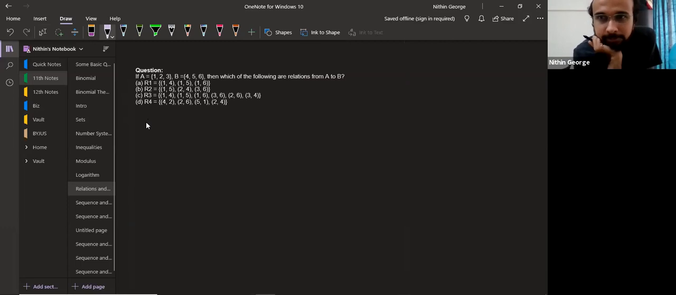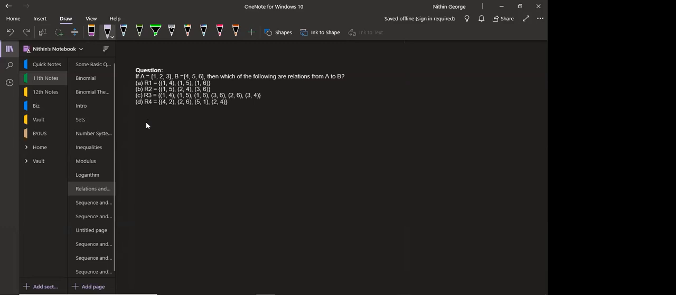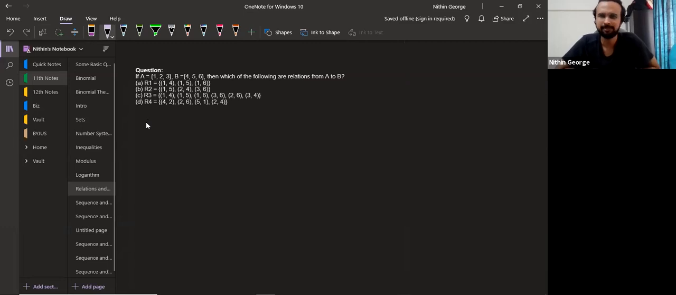Can you tell me the answer? Which are relations from A to B? Like, what are you looking for? Tell me that. Don't tell me the answer. What are you looking for here when you try to solve? First, the element should be from set A, and second, the second element should be from B.